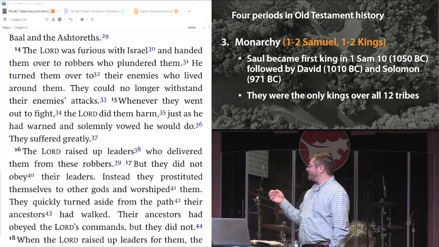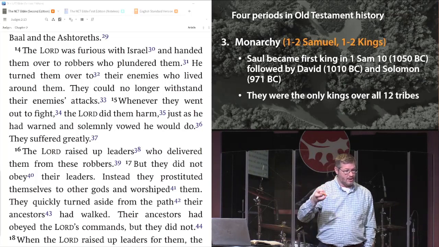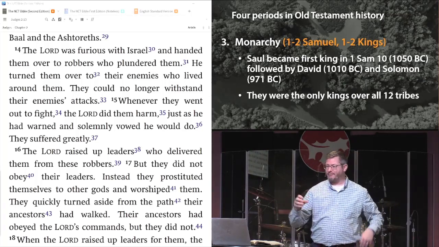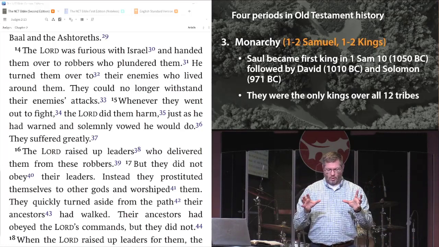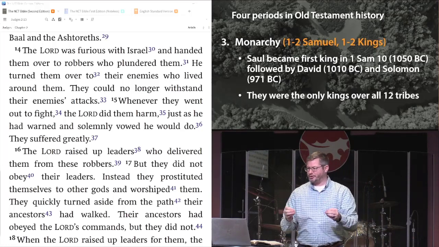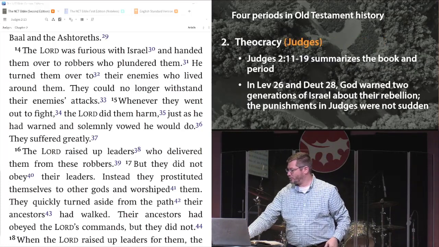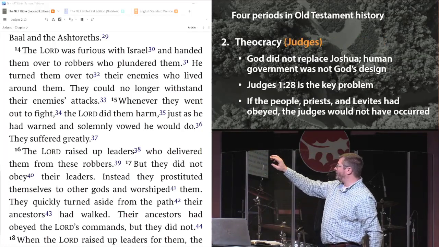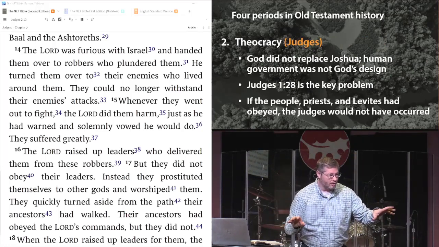Samuel, in 1 Samuel chapters 1 through 9, was the last judge and the last prophet of the theocracy period, where God was leading, and he used judges. And on the previous slide, two slides back, I guess, I said if the people, the priests, and the Levites had obeyed, the book of Judges never would have occurred.